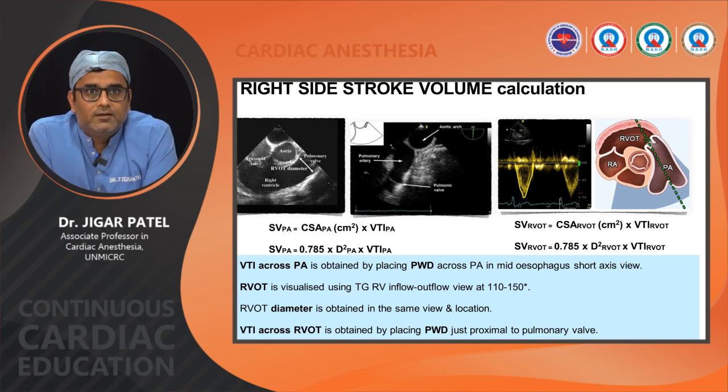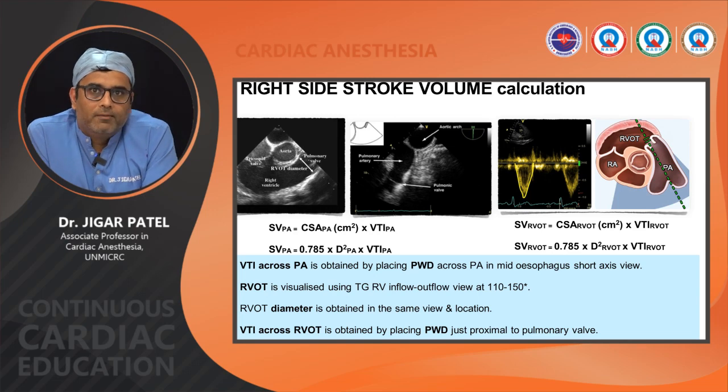To measure the cross-sectional area and VTI for the pulmonary artery and RVOT, you have to measure in the RV inflow-outflow view or transgastric view with an angle of 110 to 150. To measure the RVOT velocity, you put pulse wave Doppler 1 centimeter proximal to the pulmonary valve, and for the pulmonary artery, you have to measure at the level of the pulmonary valve with continuous wave Doppler.